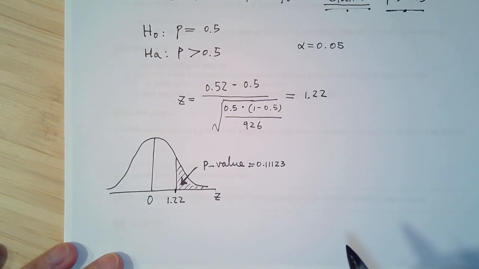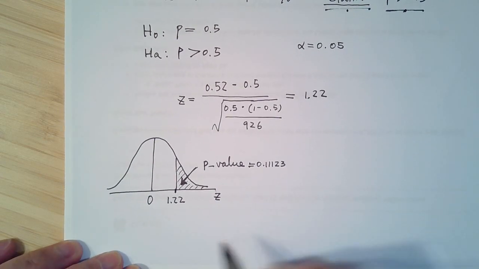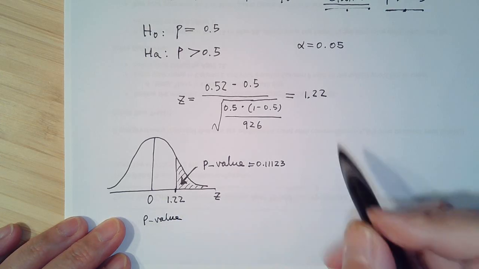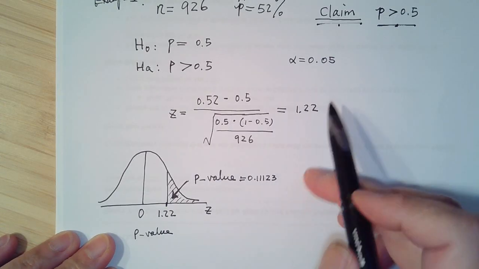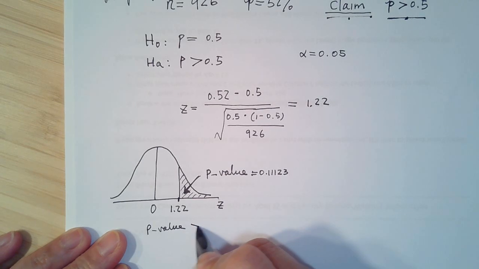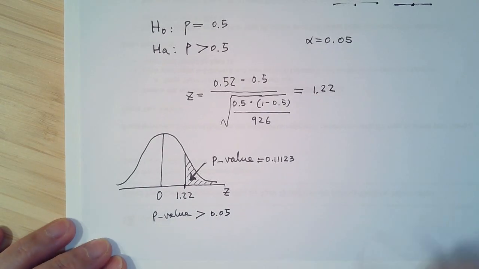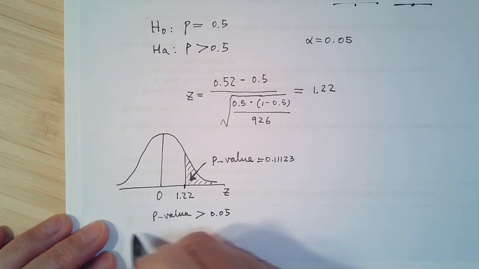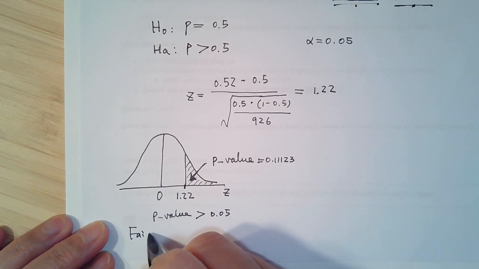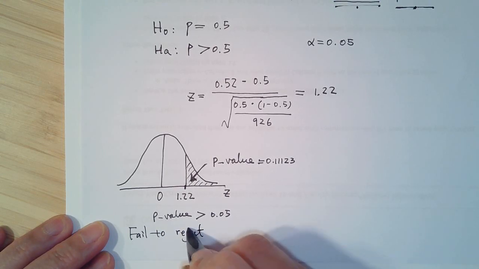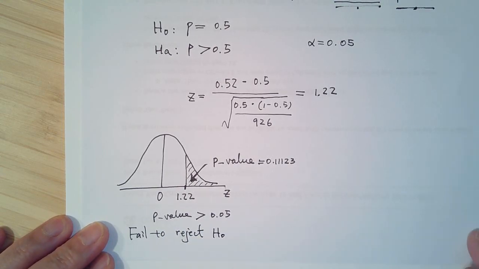Are you going to compare the p-value with alpha? Because the p-value is 0.11 and alpha is 0.05, so p-value is greater than 0.05. If you have a small p, you reject H0. If you have a greater p, then you fail to reject H0. Fail to reject H0. Oh, that's my step 7.